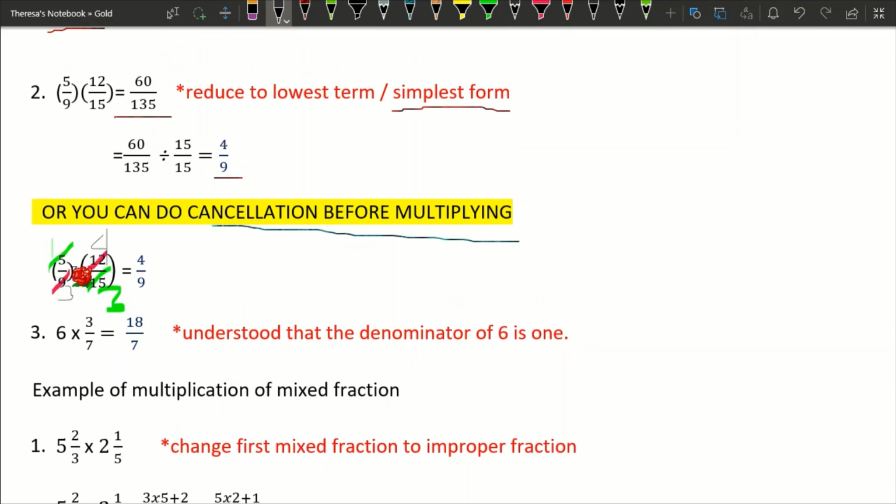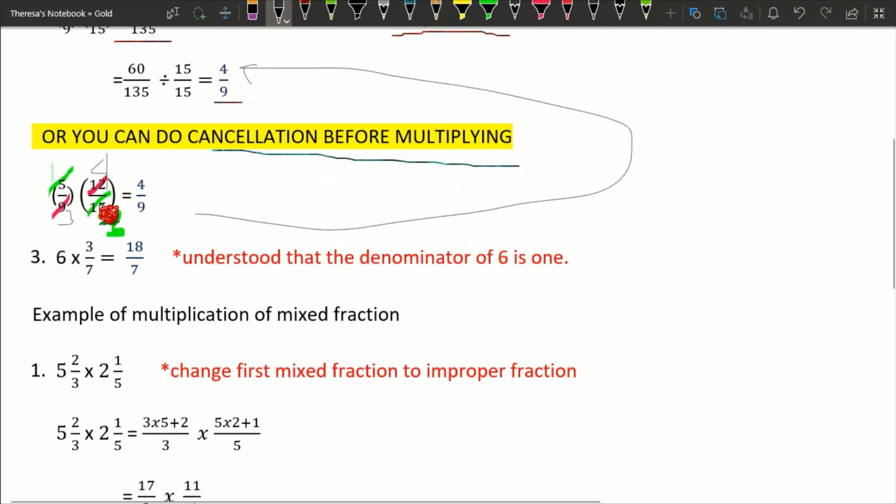So, we have 1 over 3 times 4 over 3. So 1 times 4, that is 4. And 3 times 3, that is 9. So same pa rin sila ng sagot. Alright? So here lang, mas madali yung process because we do cancellation before multiplying. Right?